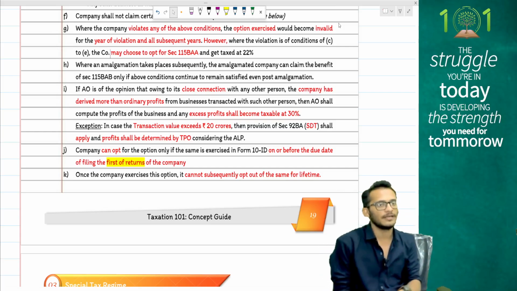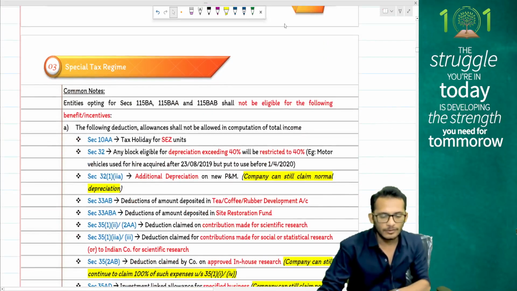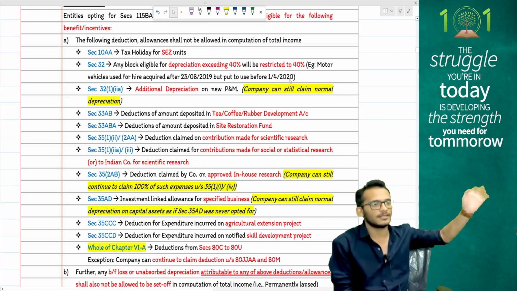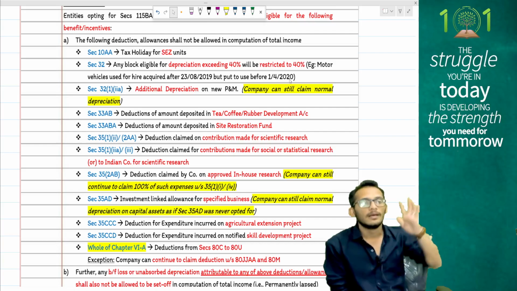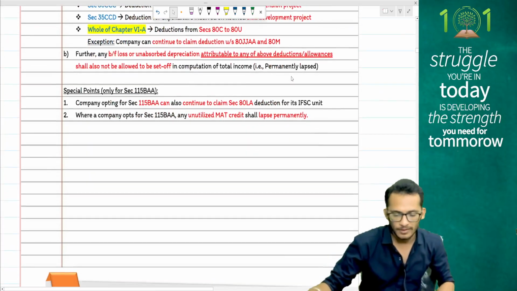You lose the eligibility for that year. You will only be able to claim it from next year. That is what the rules are. Items which are denied to you when it comes to 115 BAA and BAB people, we will hold this discussion. We will discuss it along with the respective income heads. Yes, so let's hold this discussion right now.